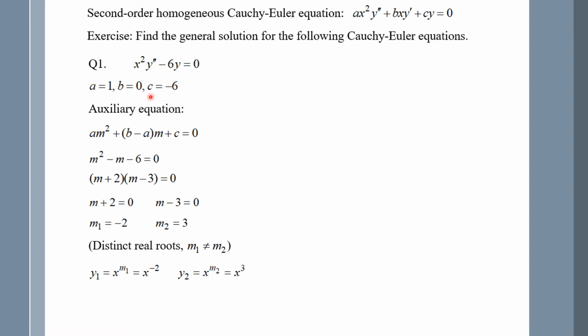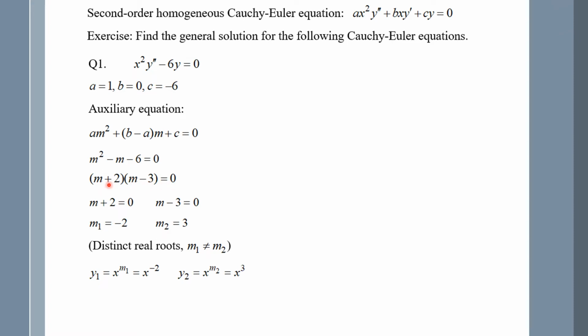Substitute these values into the expression for the auxiliary equation. a equals 1, so you get m squared plus (b minus a), so 0 minus 1 is negative 1, so negative 1 multiplied by m, plus c, which is negative 6. So this is a second degree auxiliary equation, or we say it is a quadratic equation. m squared minus m minus 6 equals 0. The left side can be easily factorized. We'll get the form of (m plus 2) multiplied by (m minus 3) equals 0.